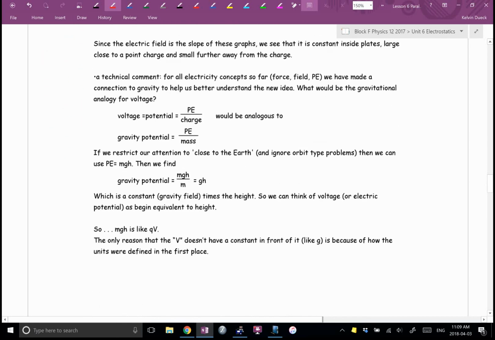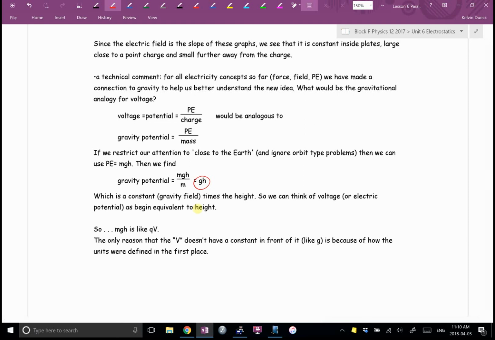So I wrote here a technical comment for all of our electricity concepts so far. Force, field, potential energy. I've tried to give you a hook to hang it on with gravity, a gravitational analogy. What's our gravitational analogy for voltage? Well, voltage, also called potential, is the amount of energy per charge. That's similar to gravity potential, which is the amount of energy per mass. And if I take the mgh and divide it by m, this is gravity potential, which is the constant gravitational field times the height.